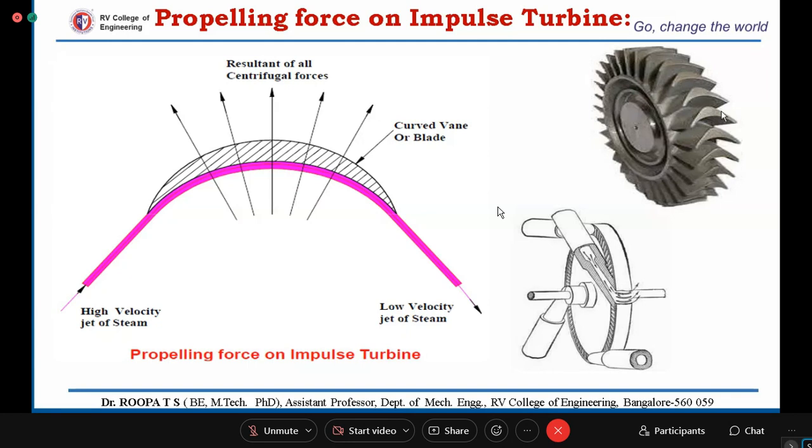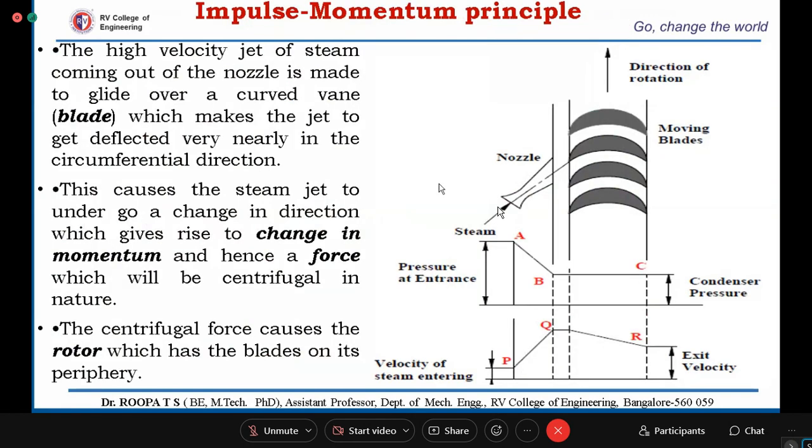In this image, you can see these are the blades, and this is the rotor which is carrying all those blades. So here we have a nozzle. The steam coming out of the nozzle is striking the blades, and the rotor is rotating because of the force acting on the blades, which is obtained from the steam. Now we had discussed this using another diagram where I clubbed both.